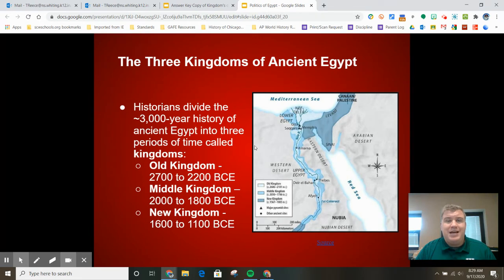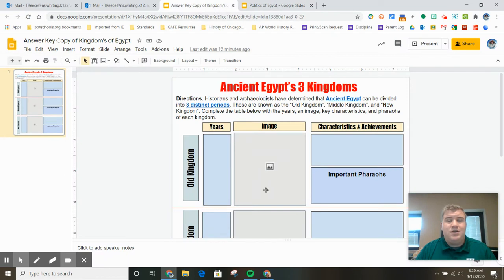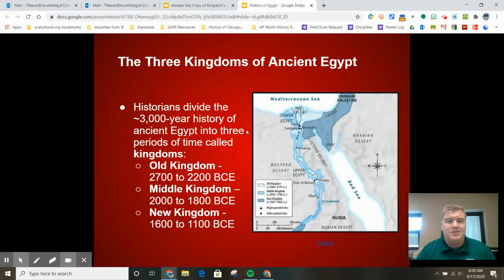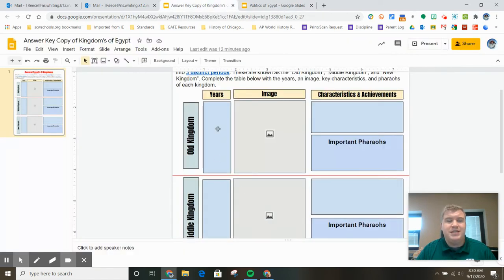So make sure that is up and that you guys can see it, but I'm going to click to it now. All right, so we have this, and there's just a bunch of different things that are associated with it. So the first thing that we're going to do is talk about the Old Kingdom first. All right, so the years in which it was actually established and running. All right, so on here it says it's from 2700 to 2200 BCE.